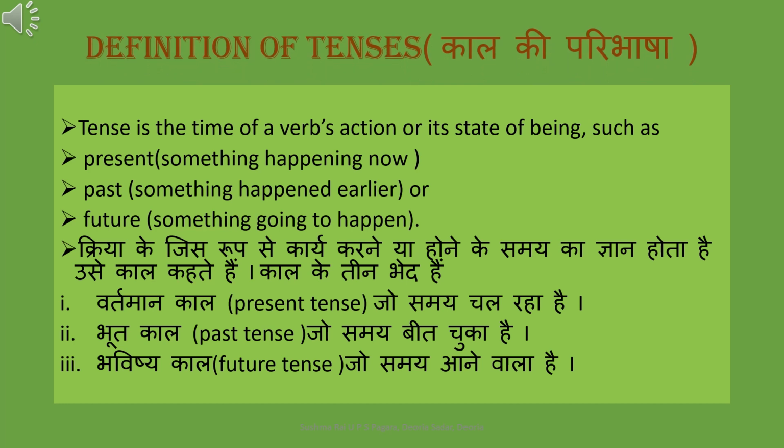First of all, let's try to understand the definition of tenses. Tense is the time of a verb's action or its state of being, such as present, that is something happening now, past, that is something happened earlier, or future, that is something going to happen.